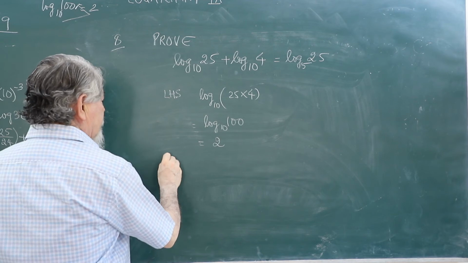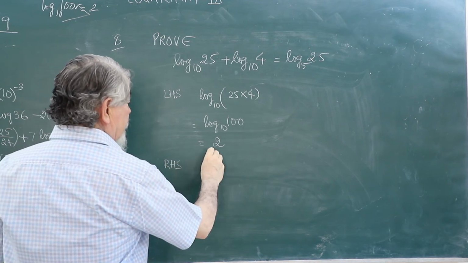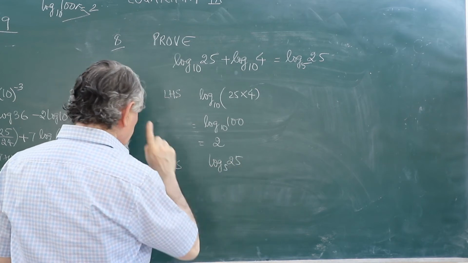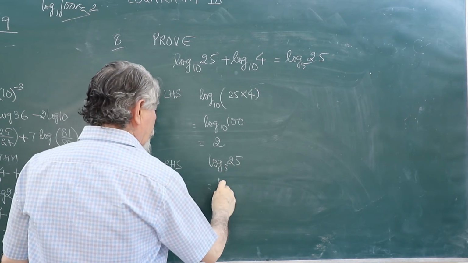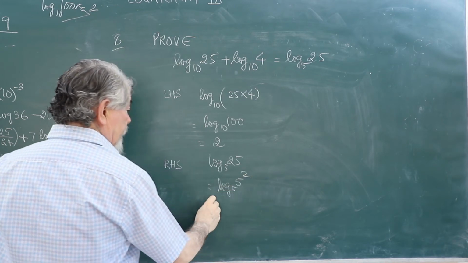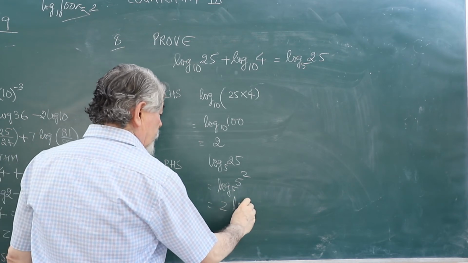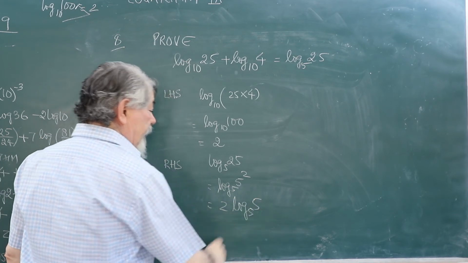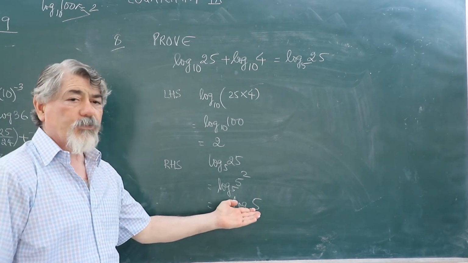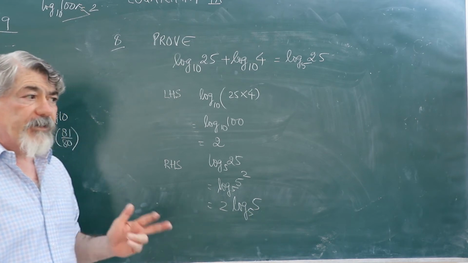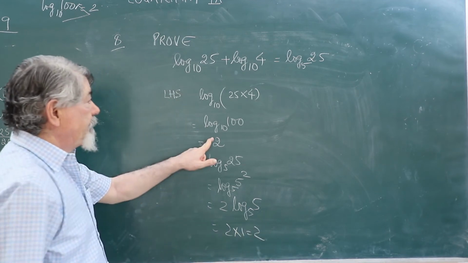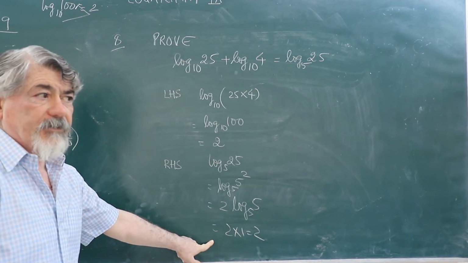Now let us see the right hand side. I have right hand side log 25 to the base 5. So 25 can be written as 5 to the power 2, and the base is 5 here. So it will become 2 log 5 to the base 5. You know, the logarithm of any number to its same base is 1. Log 5 to the base 5 will be 1. 2 into 1, that is 2. So left hand side is equal to right hand side, so we have been able to prove it.